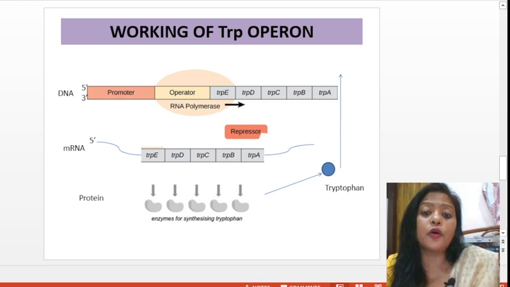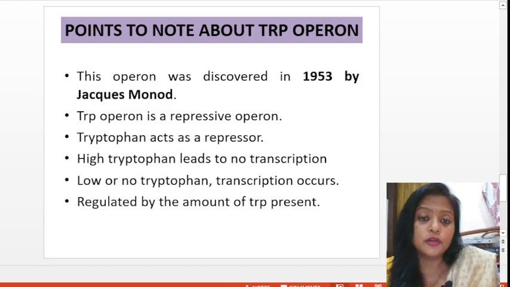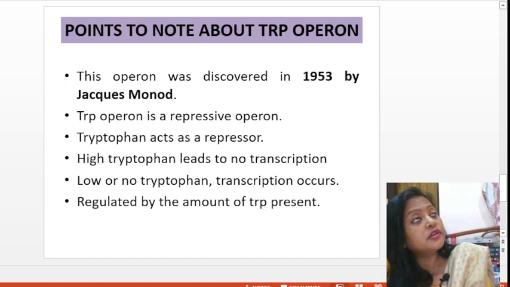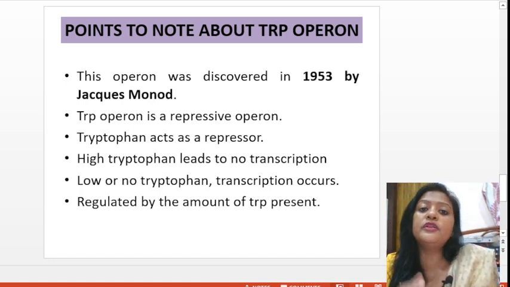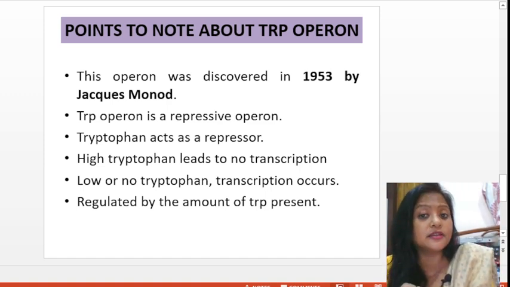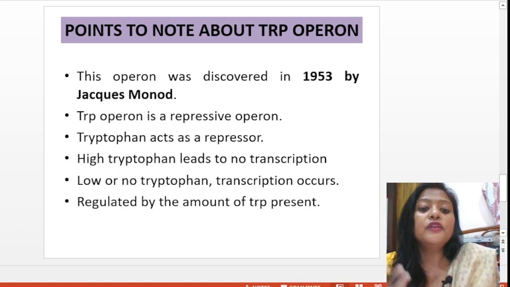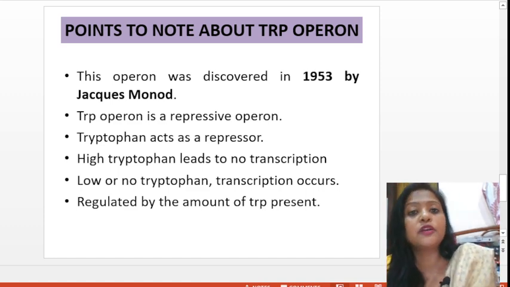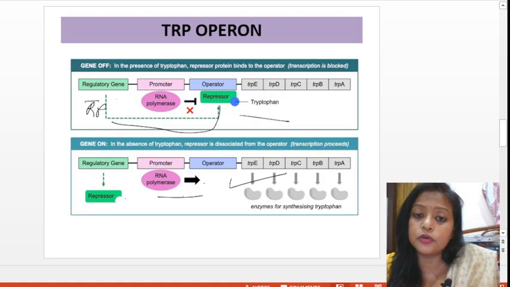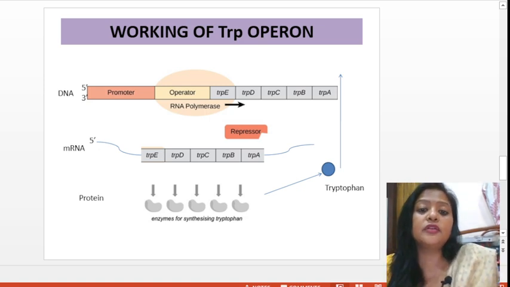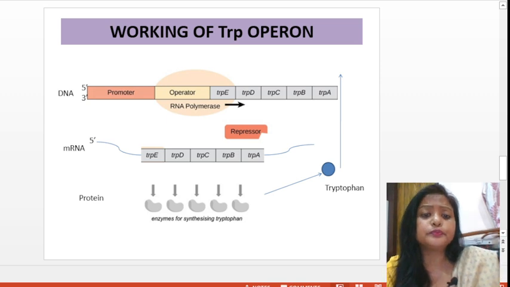So this tryptophan operon is also known as a repressible operon. Remember this. Why? Because out here tryptophan acts as a repressor. When it is present, it will not allow transcription. But when it is absent, only then will it let transcription occur and tryptophan be formed. Therefore, the tryptophan operon is also a repressible operon. This operon was also given by Jacques Monod. So this is how the tryptophan operon works.